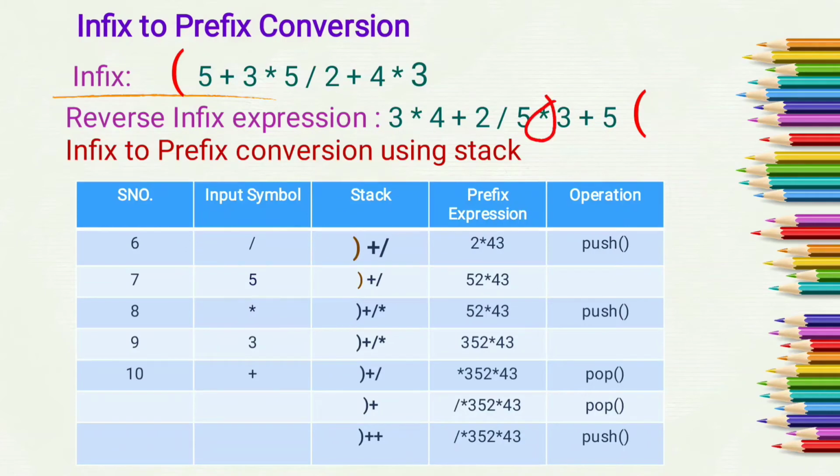Next input symbol is multiplication. We have to compare multiplication with division. As both have the same precedence, we can push star over division. So we have performed a push operation. Remember that in postfix expression, if the input symbol operator and the top operator of the stack have equal precedence, then we cannot perform a push operation. First we have to pop the division, then we push the star into the stack.